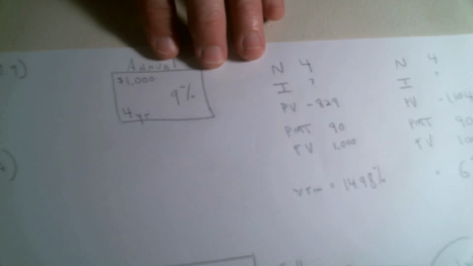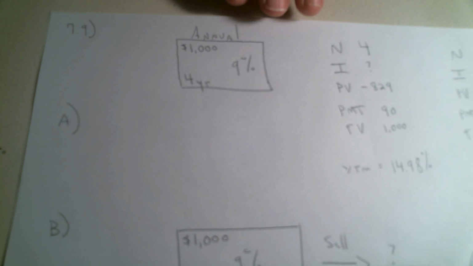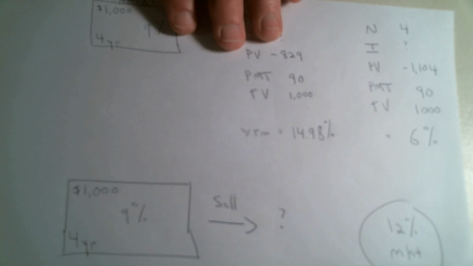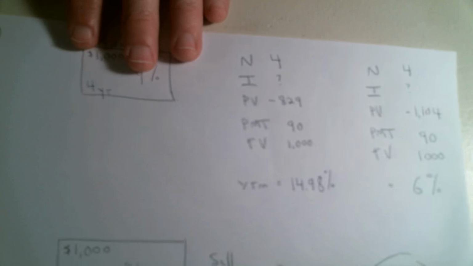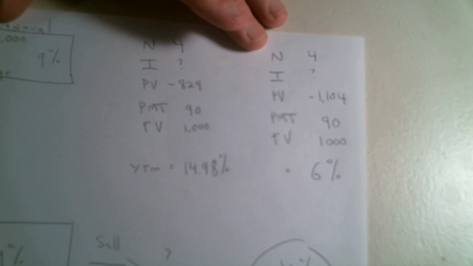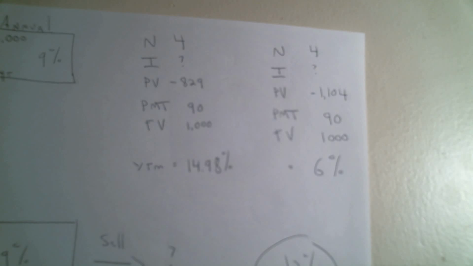Okay, 7.9. So that's your setup. We are looking at the yield at two different prices, 829 and 1,104. Okay, one yield is 14.98, the other is 6%.